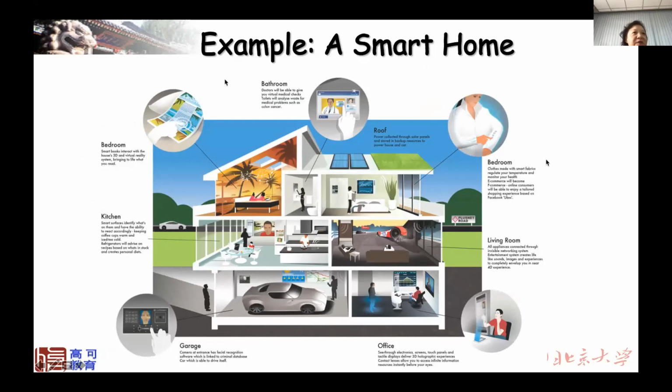And if you want to build a smart home, then you need many sensors and actuators, like wearable sensors, a computer screen to show information, and also temperature sensors and light sensors, etc. So they have this infrastructure of a smart home. But only having the infrastructure is not enough.